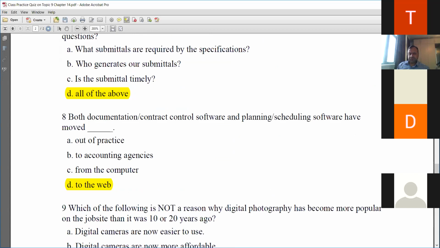Okay, so that was the revision of these two topics. There will be a quiz on the waste management topic in the next class on Friday.